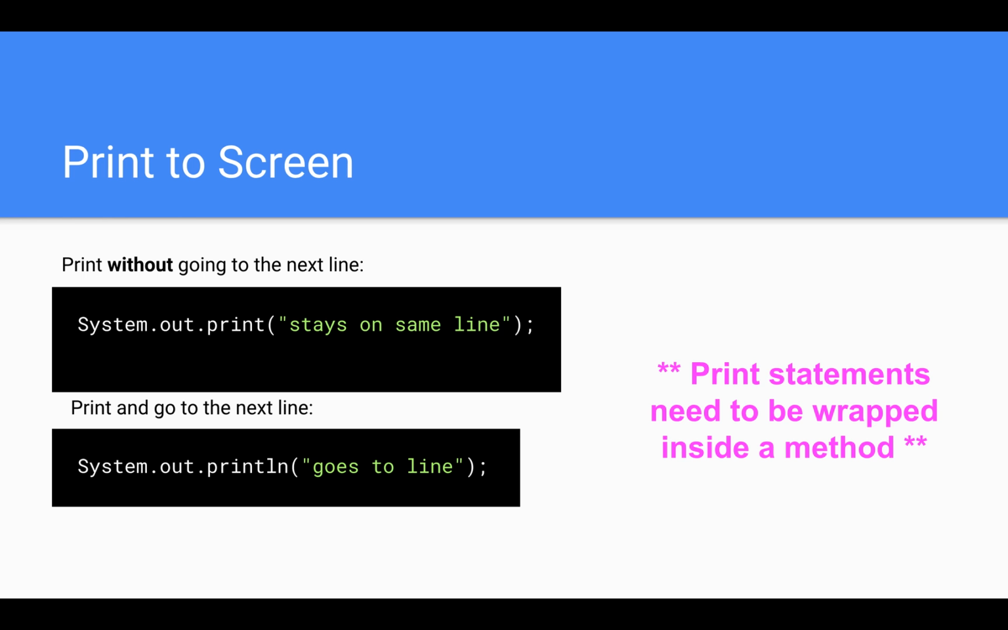So printing, there's two different print methods. There's System.out.print with what you want to print in quotes, and that will print without going to the next line. And then there's System.out.println with what you want to print in quotes, and that will print and go to the next line at the same time. And these print statements always need to be wrapped inside of a method.